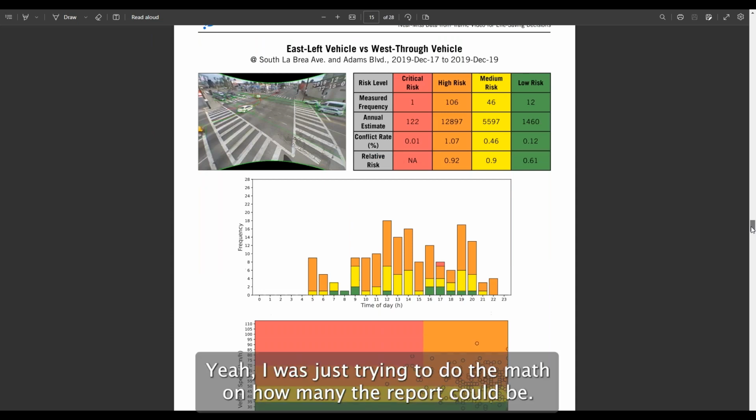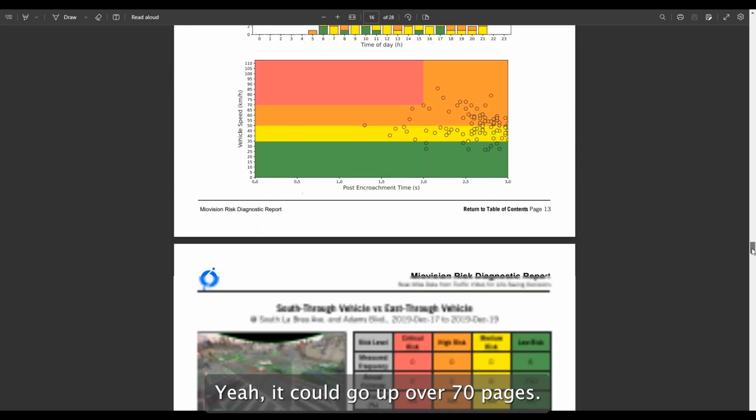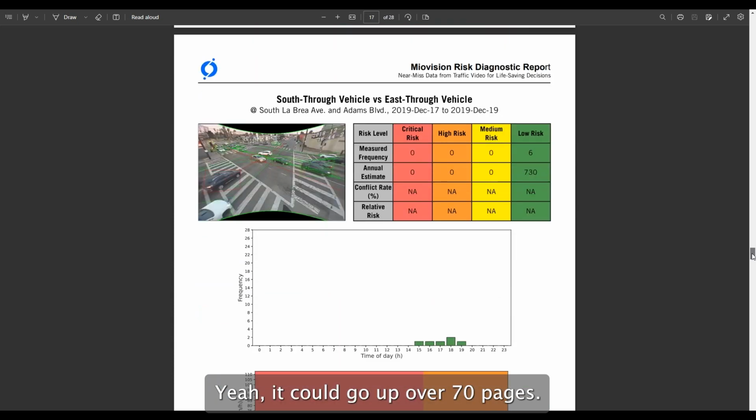That makes sense. Yeah, I was just starting to do the math on how many pages the report could be. Yeah, it could go up over 70 pages.